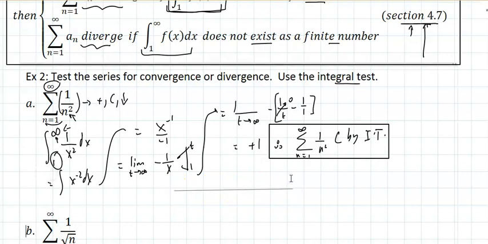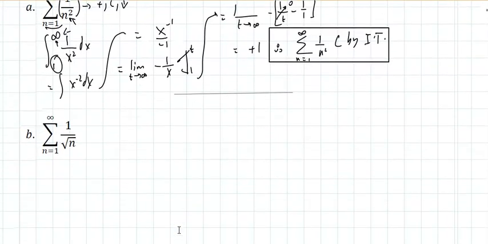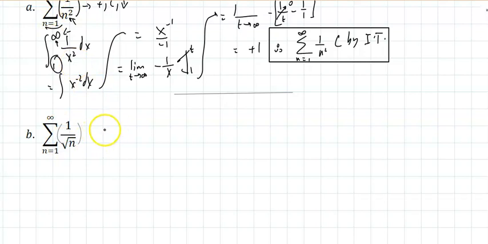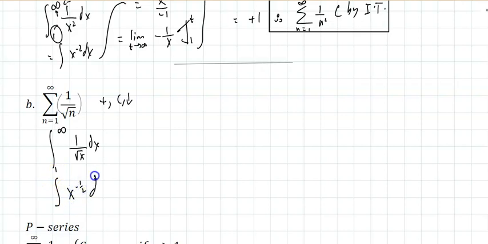Next problem on the list. Again, if they're saying use the integral test, you should know that this is positive, continuous, and decreasing. So I would take the integral from 1 to infinity of 1 over square root of x dx. I know that this is x to the negative 1/2 dx.